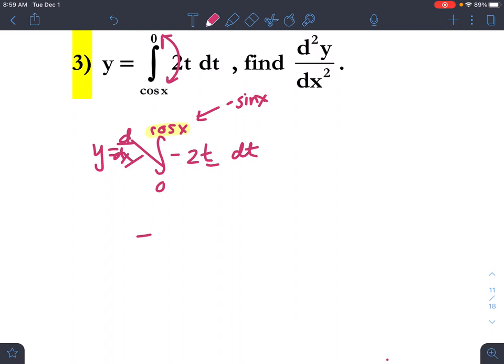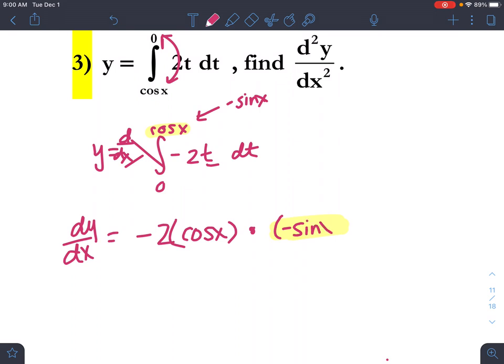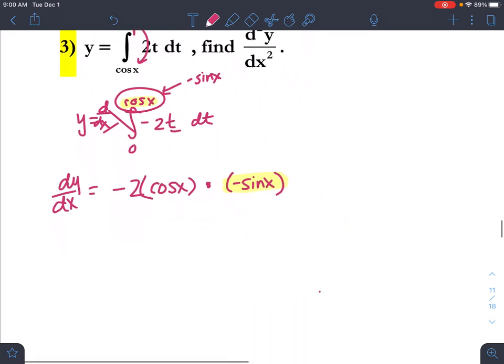So let's try this out. So plug in, so negative 2 instead of t. Instead of t, I have cosine of x. All right, that part is done. Times chain rule. Okay, that is simply just times negative sine of x. Again, it's chain rule of the upper limit of integration. So dy dx is positive 2 cosine of x sine of x.